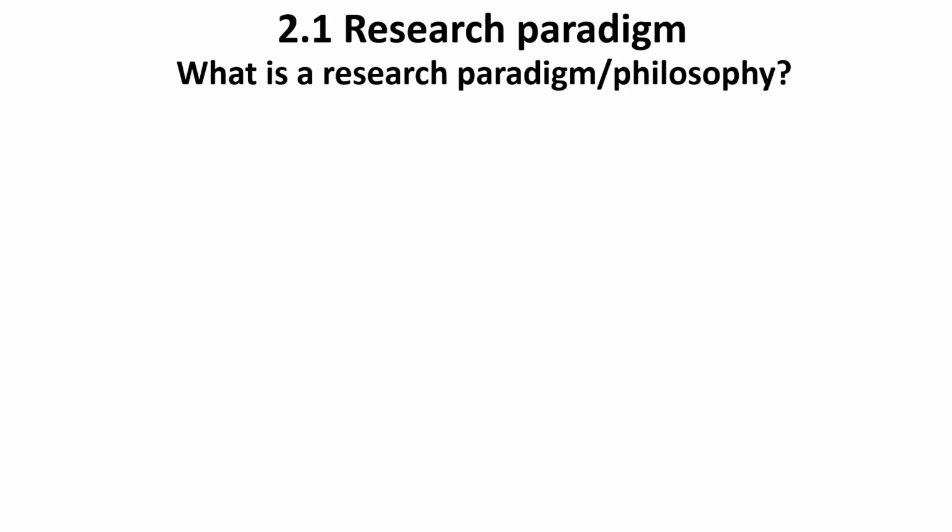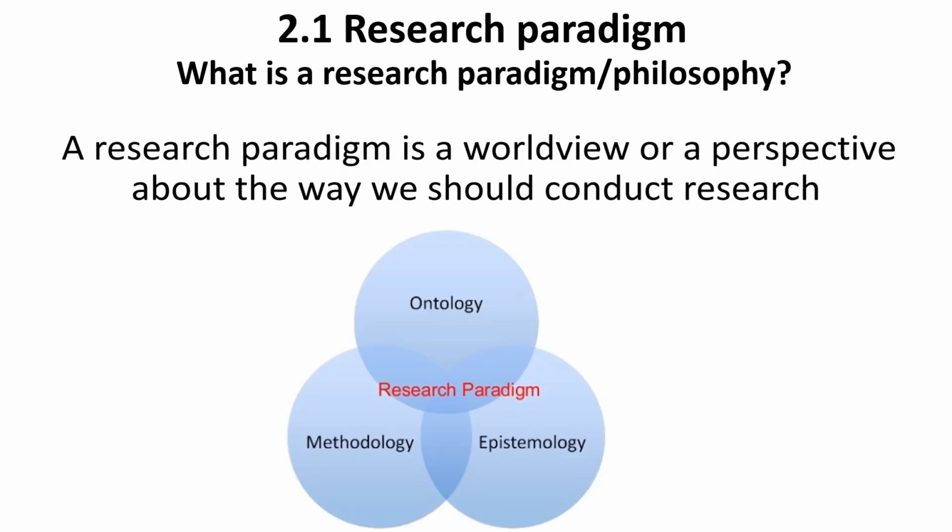After the introduction paragraph is the research paradigm section. What is a research paradigm or a research philosophy? Sometimes the terms research paradigm and research philosophy are used interchangeably. A research paradigm is a world view about how we conduct our research. A research paradigm embodies an ontology, epistemology, and methodology. Once you choose a research paradigm, you have committed yourself to a specific ontology, epistemology, and methodology because all these things are wrapped up in the research paradigm.